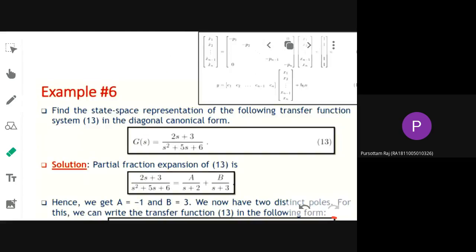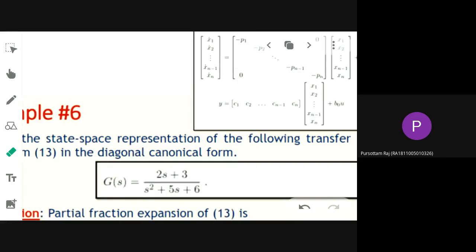Directly, they have given diagonal canonical. Here they have given you one transfer function system, and they have asked you to find the state space model in diagonal canonical form. For that, the standard formula of the state model is given like this. In this case you have to do partial fraction expansion. You need to find the constants C1, C2, up to Cn, and the poles that you find in the characteristic polynomial. If you are able to find all those, you can easily obtain diagonal canonical.